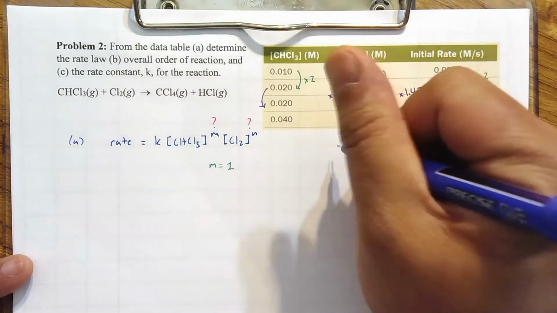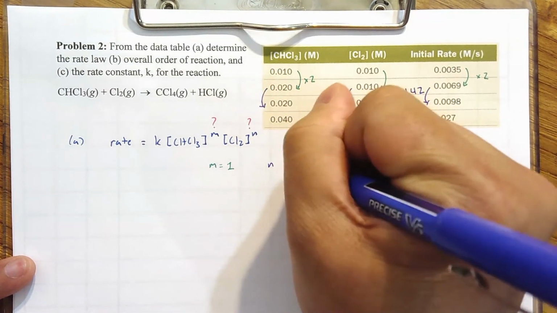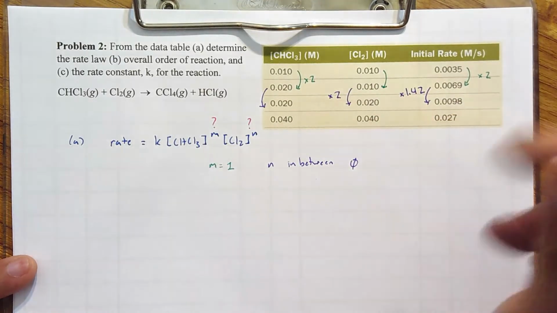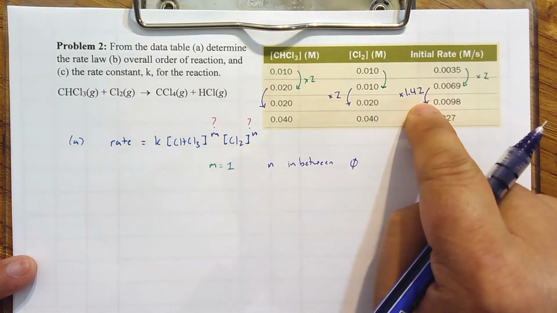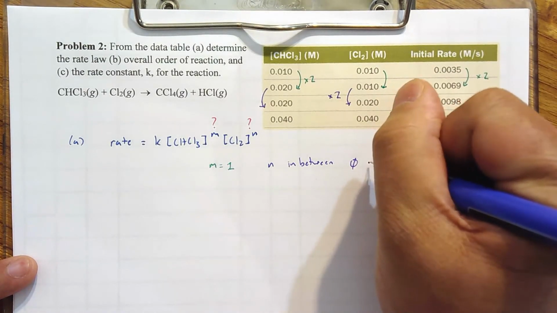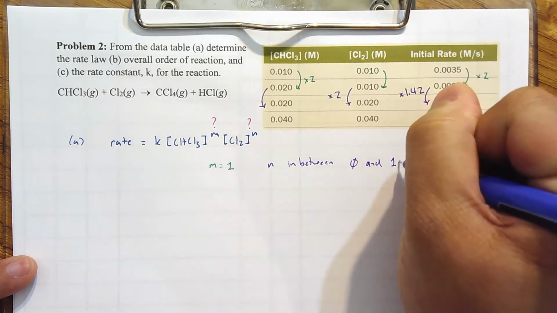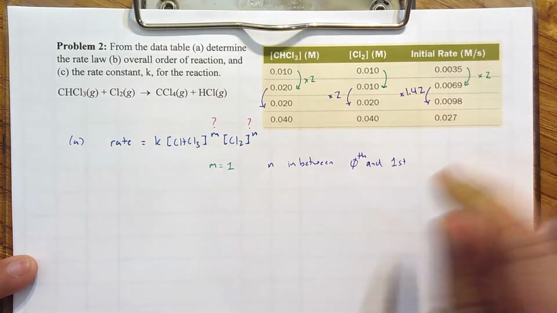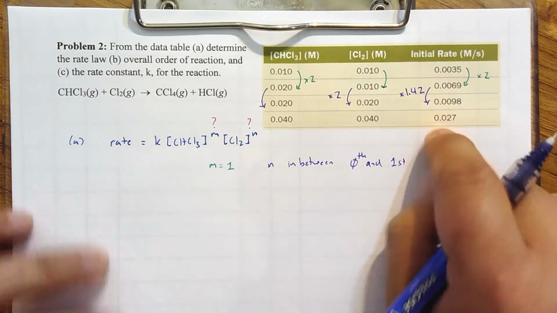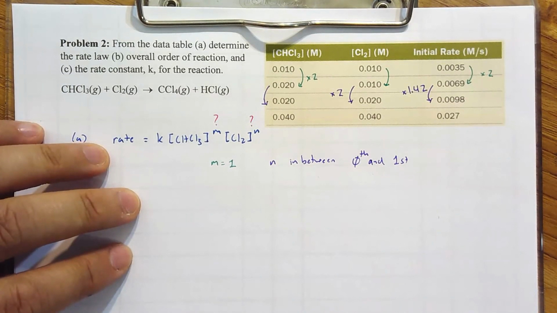So we would expect n to be in between 0th and first order, because if it was zero order, this would go up by 1, and if it was first order, this would have doubled. Okay, very interesting. Let's go with the math then.